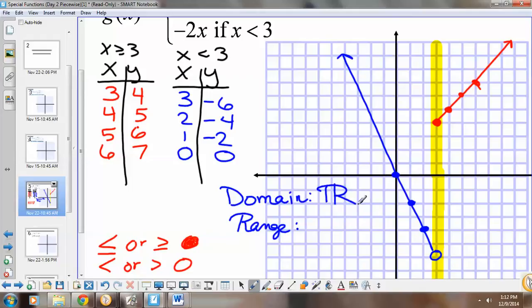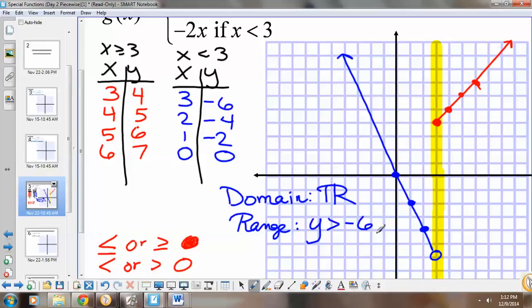Now our range is our output. What numbers can we get out of this function? y is greater than -6. Could it be equal to -6? No, because there's no closed point there. Right. There's not a closed circle. If that had been a closed circle, then it would be greater than or equal to. We have an open circle.